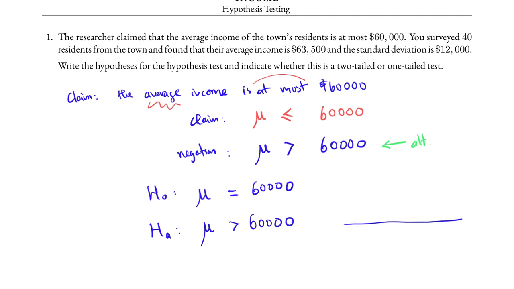From the alternative hypothesis, we can tell that this is the right tail test only because it is greater than. Since this is the right tail test, we say that this is the one tail test, and that concludes this problem.